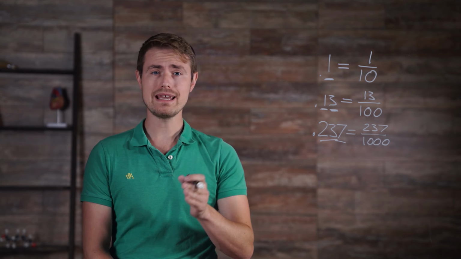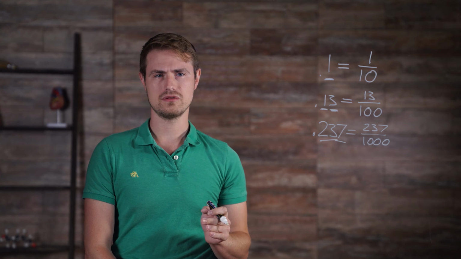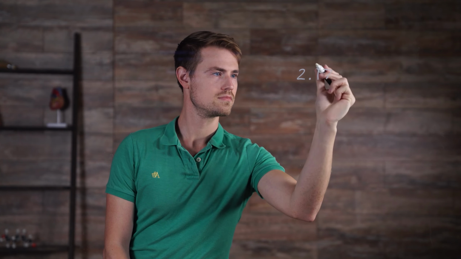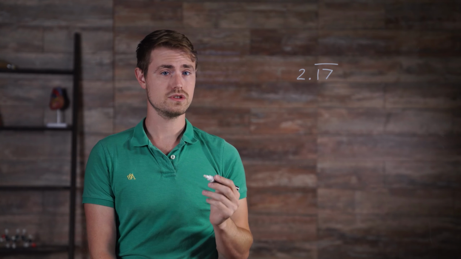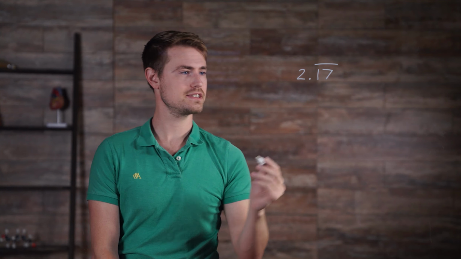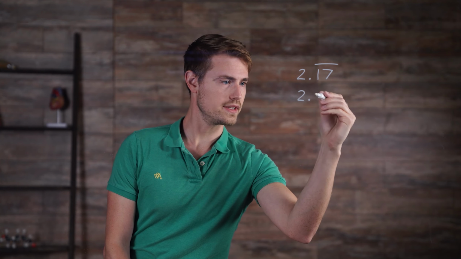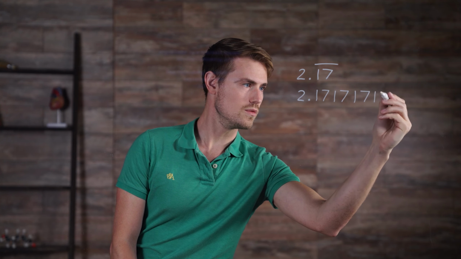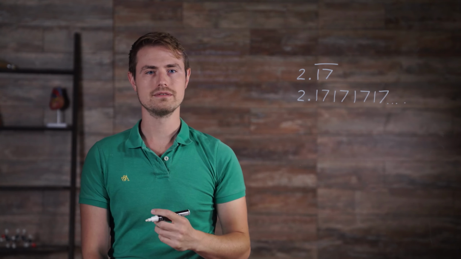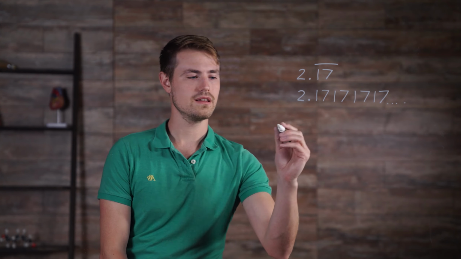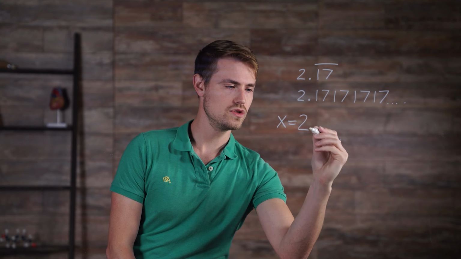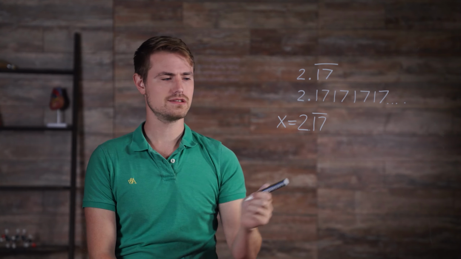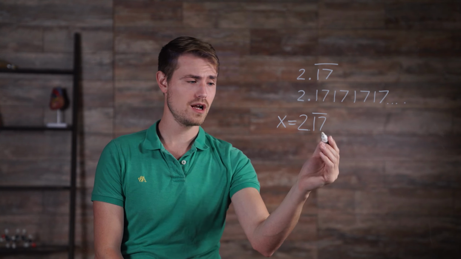Other decimals have repeating patterns. These are also considered rational because they can be expressed as a fraction based on the following proof. The repeating decimal 2.17 represents the digits 2.17171717, and so on. So let's try this as a practice problem. Let x equal 2.17 repeating. The repeating decimal is 2 digits long, which represents the hundredths place.